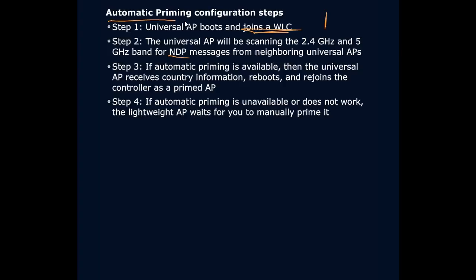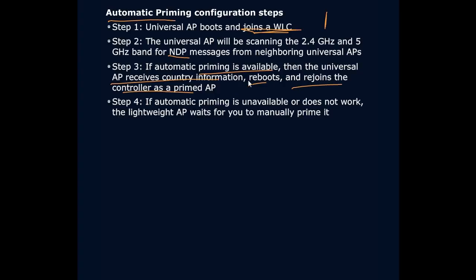Now, if automatically priming is available, the universal AP receives its information, reboots, and rejoins the controller as a primed AP. Now, this NDP or Neighbor Discovery Protocol message goes out, and it shares the region with neighboring devices. Now, I've had a little bit of issue with this in the past. If you can't get it to work, you must manually prime an AP. I don't like that so much.